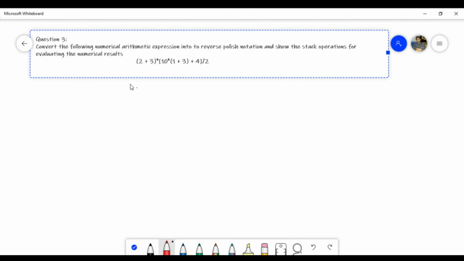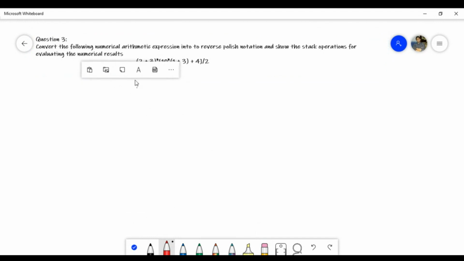Okay, 2 plus 3 cross 10 cross 1 plus 3 plus 4 divided by 2. Okay, sorry, this bracket is here. So that means this is an inside operation, and this is an inside operation.